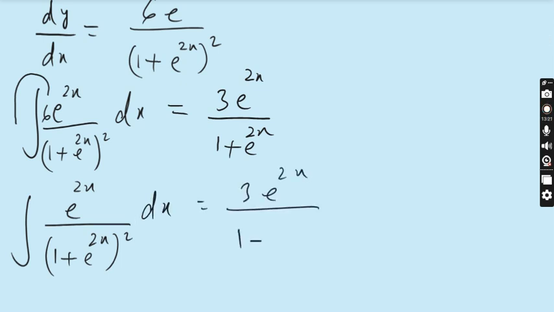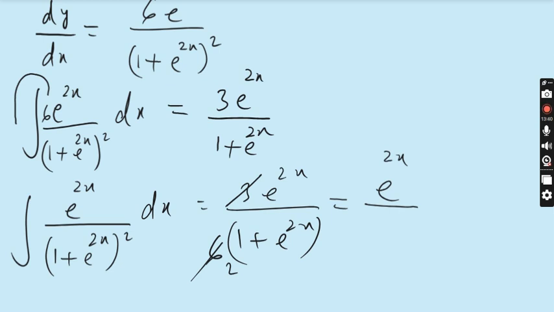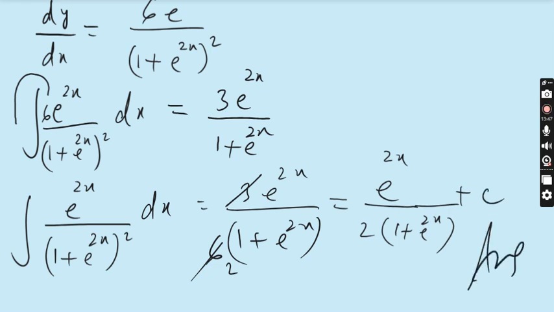e power 2x upon 1 plus e power 2x, and this 6 should be divided over here. So 3 upon 2. Hence our final answer is e power 2x upon 2 into 1 plus e power 2x plus c. This is our final answer. This is the integration of e power 2x upon 1 plus e power 2x whole square.